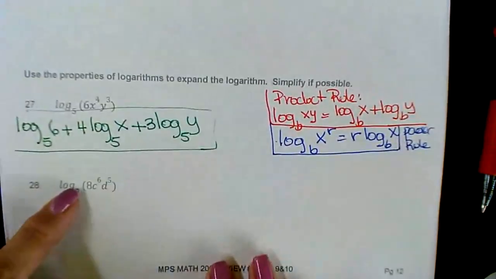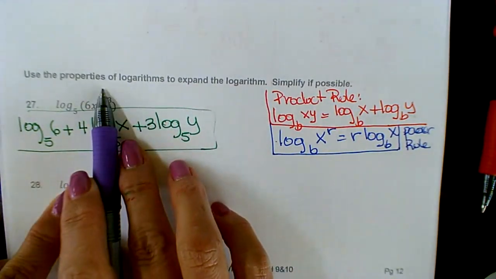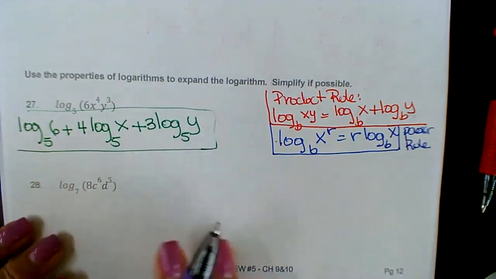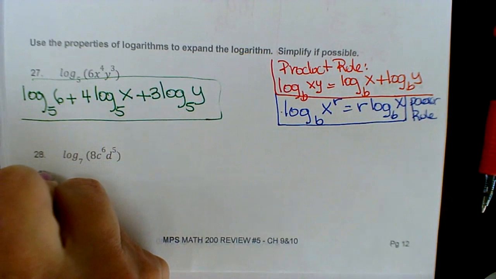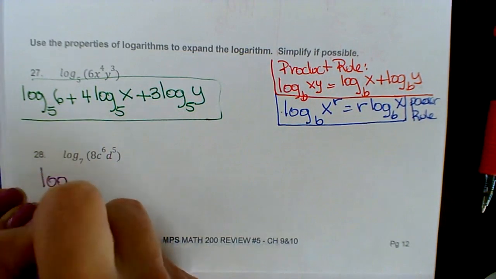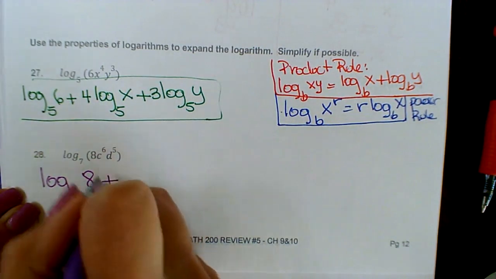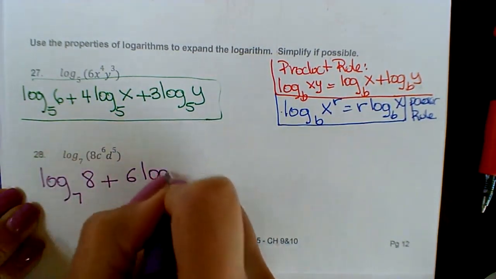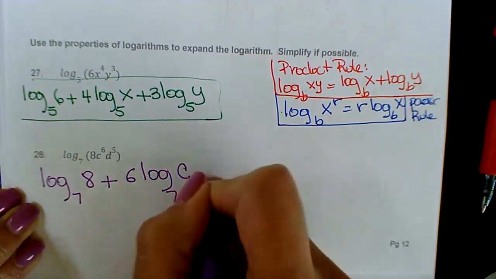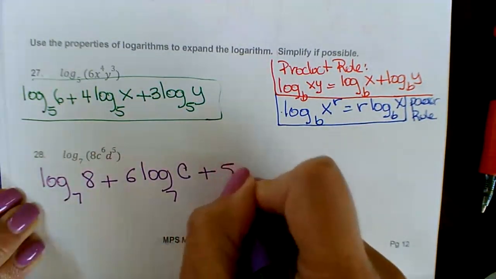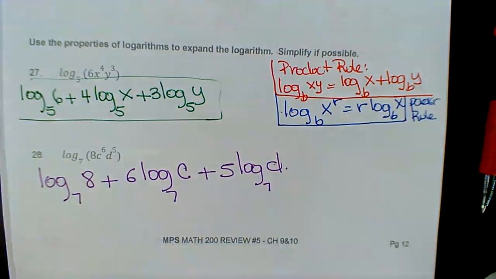This is 28. They just want us to use the properties to expand the logarithm. So let's just do it. This is multiplication. So it's going to be log base 7 of 8, plus the 6 comes down, 6 times log base 7 of c, plus the 5 comes down, 5 times log base 7 of d. That's it.